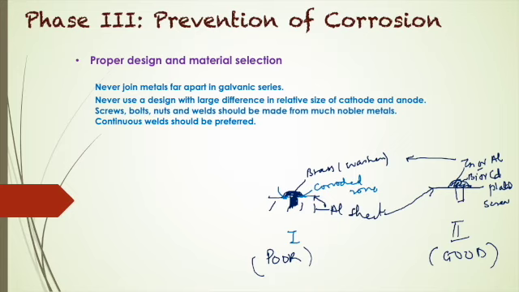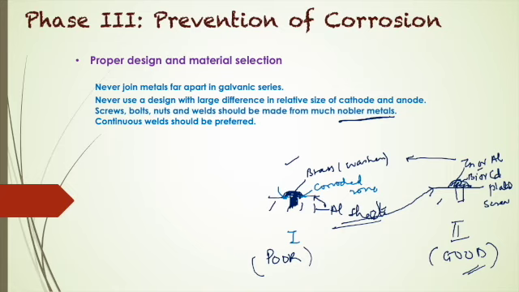Why does it fall into a good selection? Because here I have used much nobler metals as compared to the metal which I am trying to save, that is aluminium sheet. In the first case, I have a poor selection because I did not use the nobler metals. Okay, so here corrosion will take place. Here corrosion will not be taking place at that easy pace.